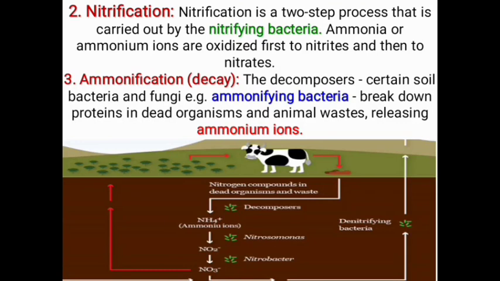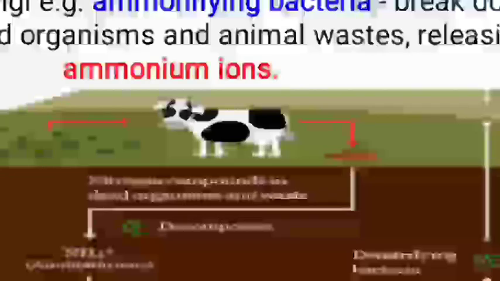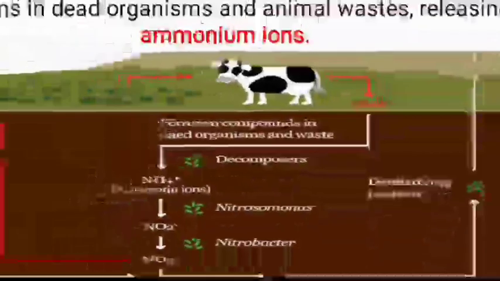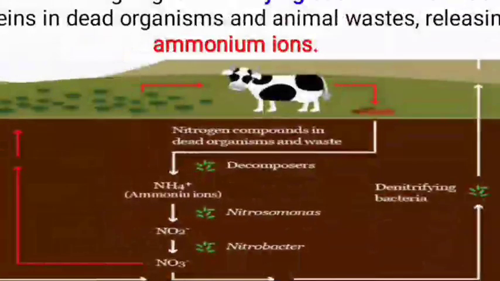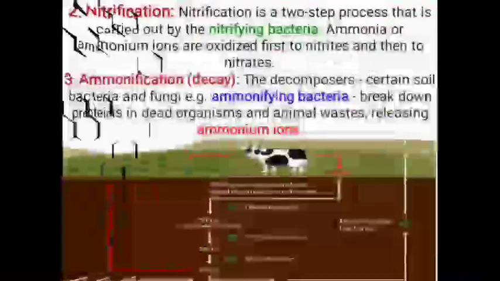Okay, then we have ammonification. Ammonification is decay. The decomposers, that is certain soil bacteria and fungi. Example, we have ammonifying bacteria. They break down proteins in dead organisms and animal waste, thereby releasing ammonium ions. You can see the picture down. You can see animal waste. Nitrogen compounds in dead organisms and waste decompose to turn ammonium ion.